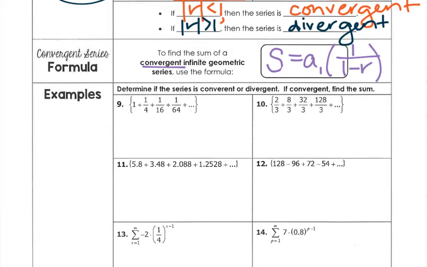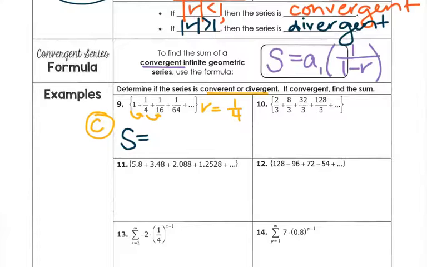Okay, so let's look at some examples. It says determine if this series is convergent or divergent. If convergent, find the sum. So first we want to figure out what our R value is, and I can tell that R is 1/4. 1 times 1/4 gives me a fourth, 1/4 times 1/4 gives me 1/16, etc. That R value is less than 1. So this series is convergent. I'm just going to put a C for convergent. That means that we're going to use the formula.